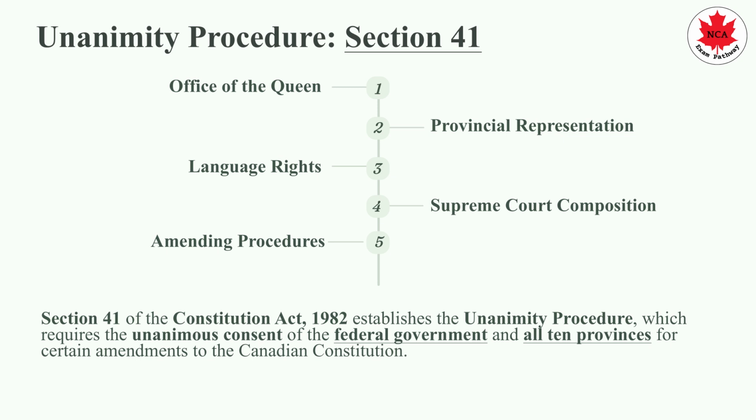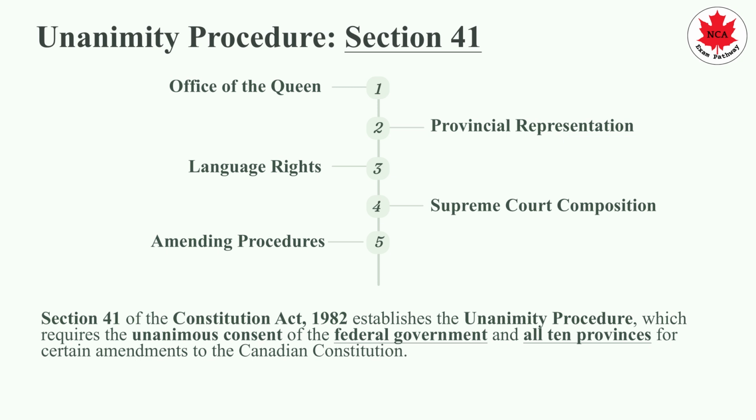Section 41 identifies 5 specific areas that require unanimity for constitutional amendments: the office of the Queen, Governor General, and Lieutenant Governors. Second, the right of a province to a minimum number of members of the House of Commons. Third, the use of English or French language. Fourth, the composition of the Supreme Court of Canada.